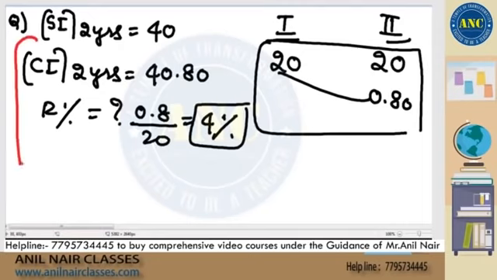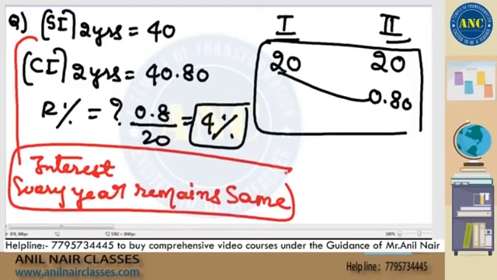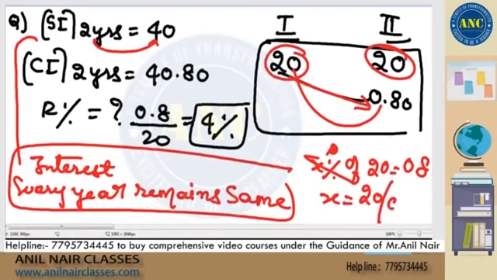Right? In case of SI, interest every year remains the same. CI is nothing but SI plus interest on interest. For 2 years 40. First year 20, second year 20. Second year total 40.8. Already 40 is there. Extra 0.8. So it is nothing but X percentage of 20 is 0.8. I don't need to write this. X is 0.8 by 20. Finish. Right.